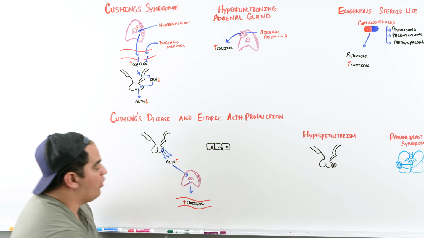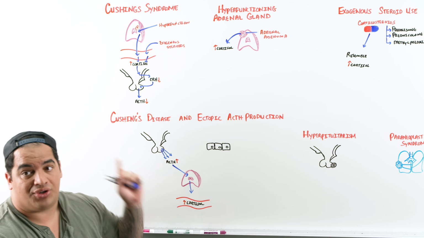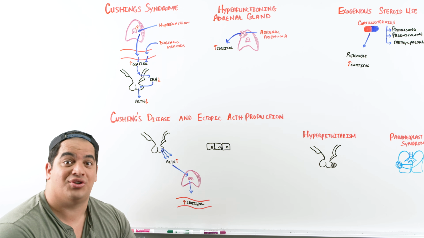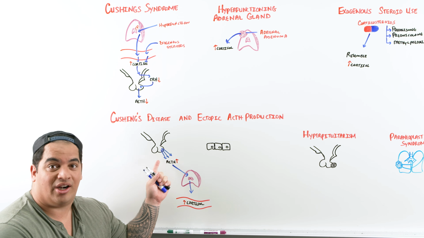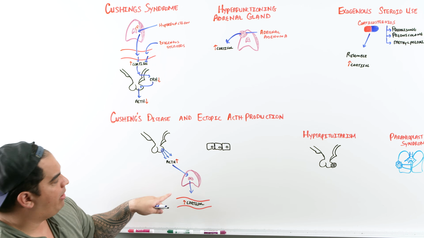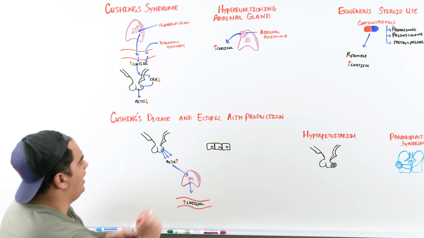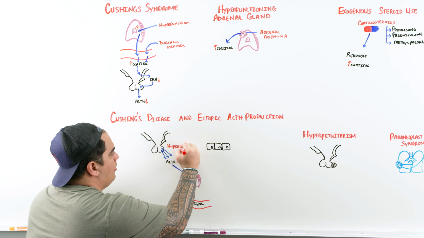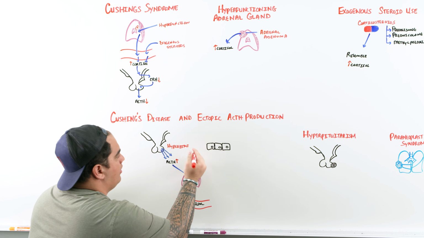So either way, the primary endpoint here is that cortisol is high. It's just how the cortisol is elevated that determines if it's Cushing's syndrome or Cushing's disease. In Cushing's syndrome, it's the adrenal cortex. In Cushing's disease, it's a pituitary problem, increased ACTH production. Now, that's one component. It's a pituitary problem, right? And usually the most common cause of this is hyperpituitarism.